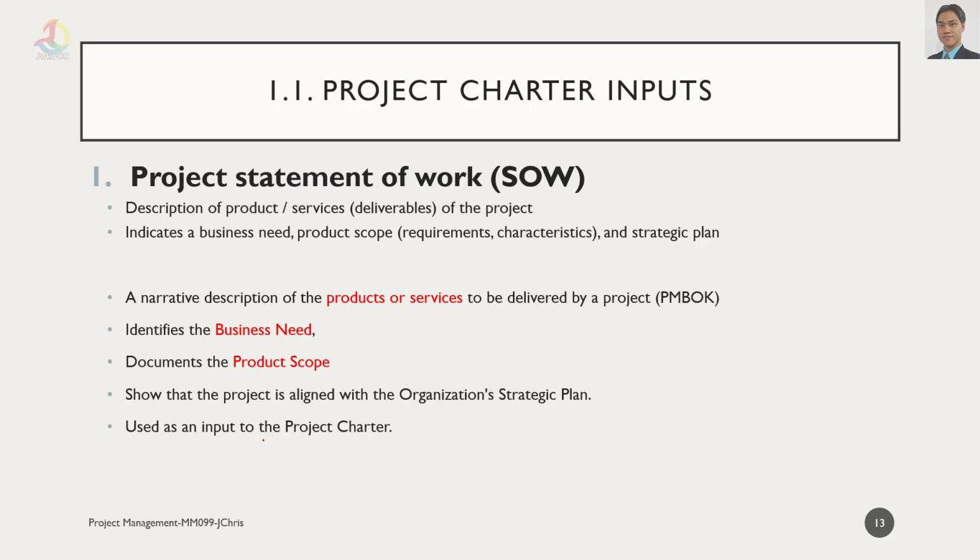Okay, now project charter inputs. From the project charter inputs, we have the project statement of work. The description of the product and deliverables of the project will indicate the business needs, the product scope, the requirements, characteristics, and strategic plan. This project statement of work is a narrative description of the product or service to be delivered by the project. It identifies the business needs, documents the project scope, and shows that the project is aligned with the organization's strategic planning. This statement of work will be used as input of the project charter.